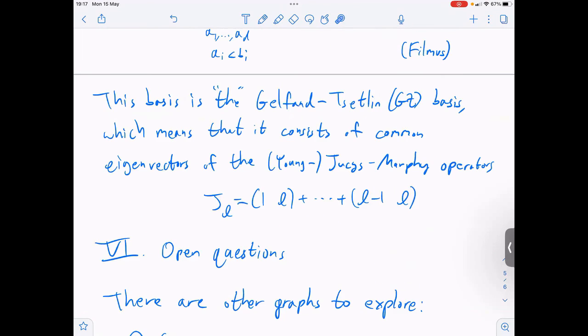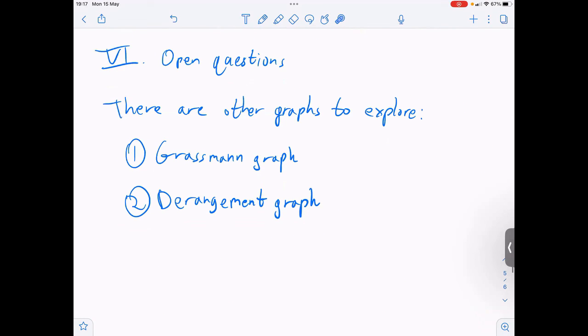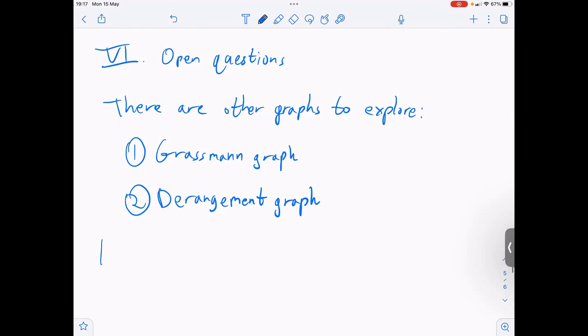Yeah, so the open questions here are: find analogs of the explicit formula.